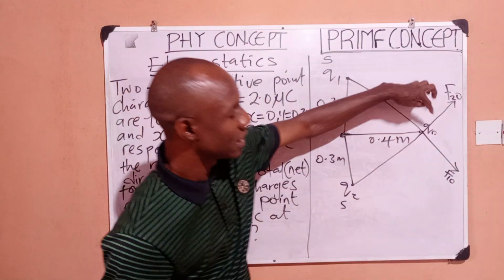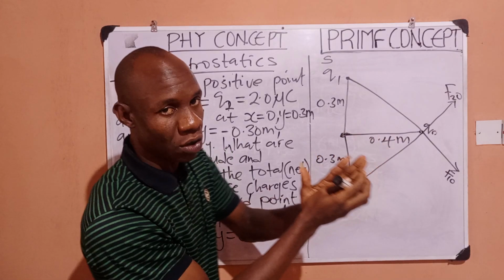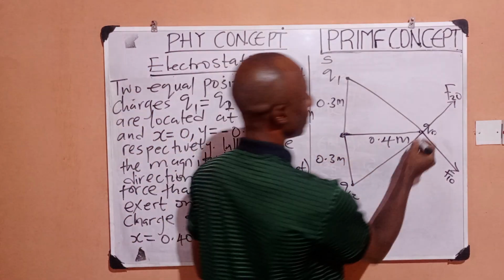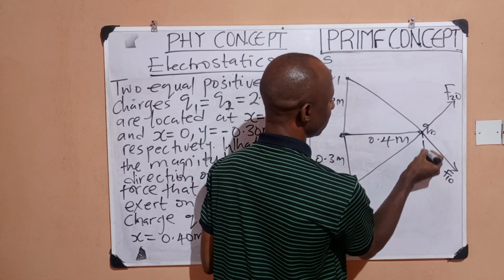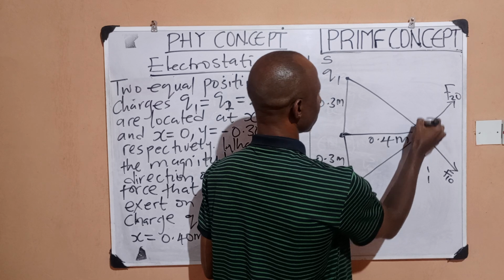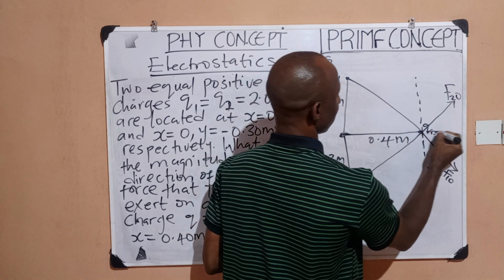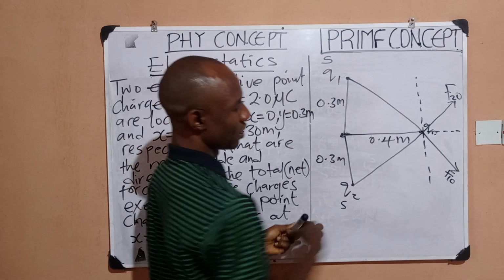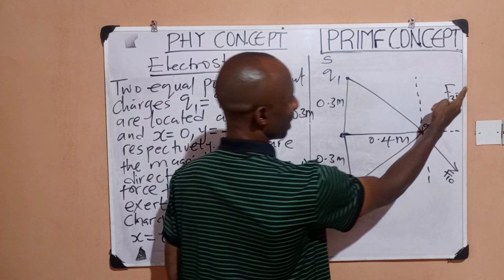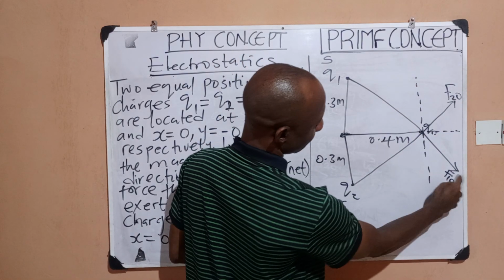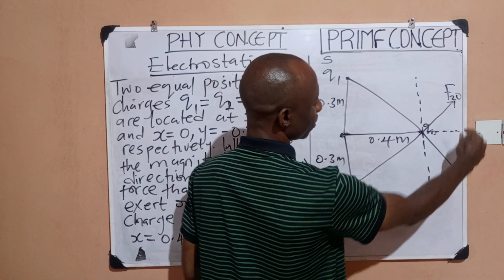Now, it simply means that these two forces can be resolved to the x and y axis. So I'm going to draw my coordinates. So I would have this. So I can resolve this to this point. I can also resolve it to this point. I can resolve this to this point. I can also resolve to this point.